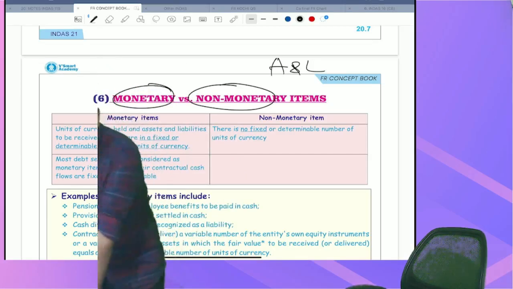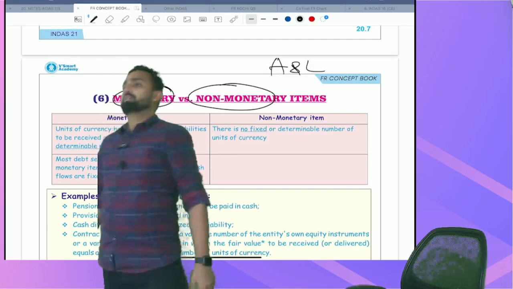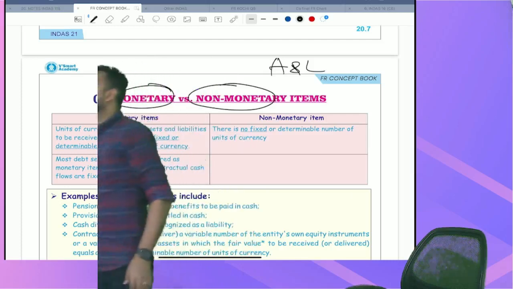Monetary, non-monetary. Monetary means fixed. Whatever borrowing I took, I have to pay the same value. It's a monetary item. If I took a borrowing from a foreign country, that is FCMI, Foreign Currency Monetary Item.